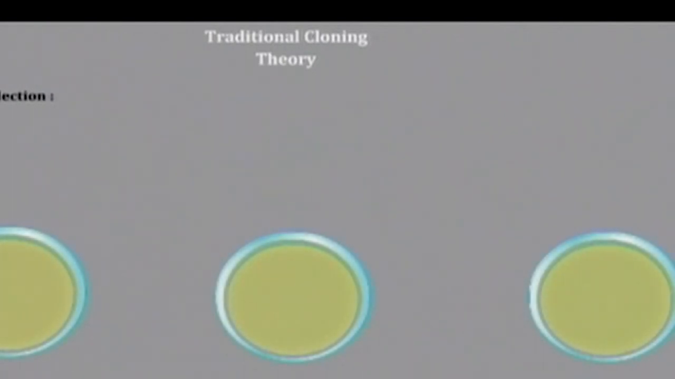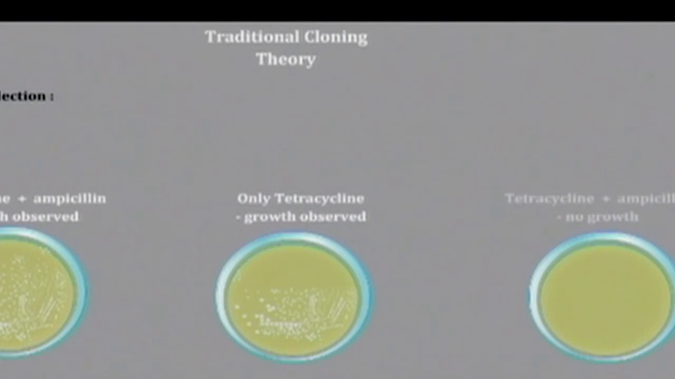After transformation, you need to select the right clone. The cells are grown on a suitable medium, which contains specific antibiotics that allow only certain bacterial cells to grow. Cells that have been transformed with the plasmid, but do not contain the gene of interest, grow on the medium containing both tetracycline and ampicillin. Those cells that have taken up the plasmid and contain the gene insert will grow on a tetracycline containing medium, but will not grow in the presence of ampicillin.